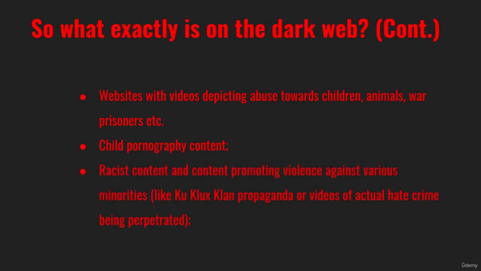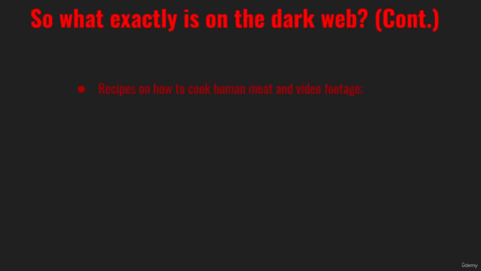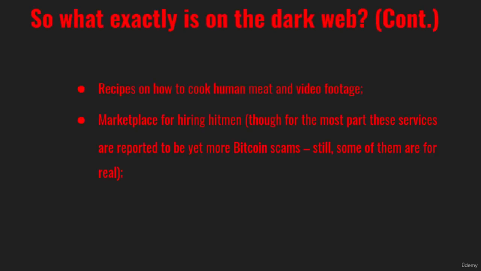All right. And there is racist content and content promoting violence against various minorities, like Ku Klux Klan propaganda or videos of actual hate crimes being perpetrated, and so on. There are recipes on how to cook human meat, and video footage. There are marketplaces for hiring hitmen, though for the most part, these services are reported to be yet more Bitcoin scams. Still, some of them are for real.